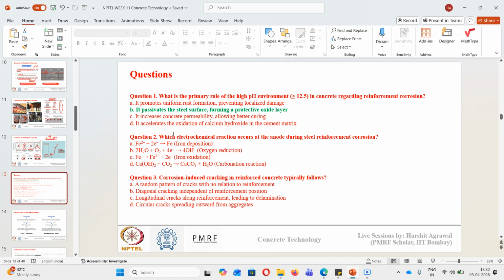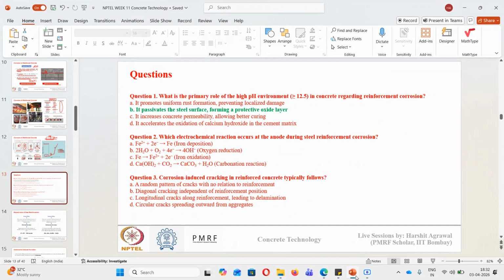Question number 2: which electrochemical reaction occurs at the anode during steel reinforcement corrosion? When I was discussing the kinetics of corrosion, I told you that there is oxidation and there is reduction. So what is happening at the anode? If you had looked at the slide, it would have been clearer to you. Any guesses?